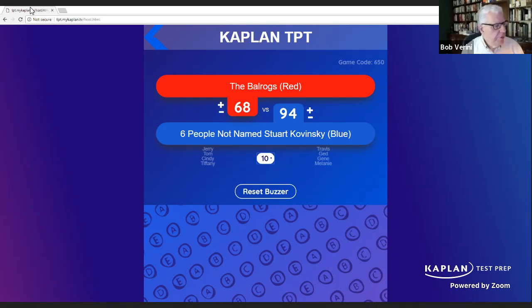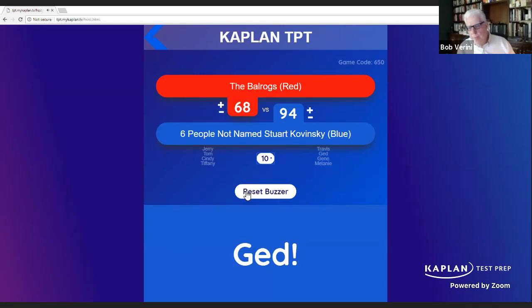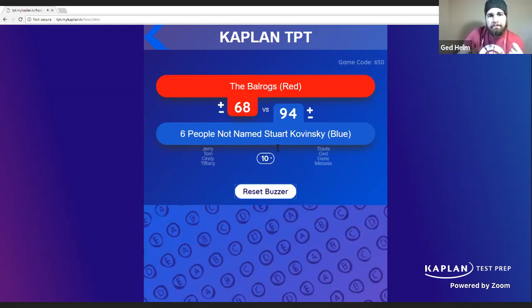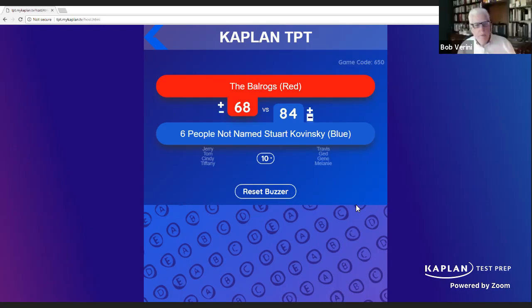Mythology for 10 points. This three-headed watchdog eats mortals who dare enter, Jed? Cerberus. Incorrect. Break for the red team. This three-headed watchdog eats mortals who dare enter the underworld.